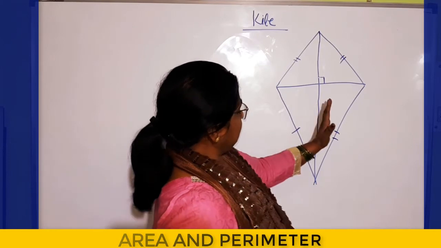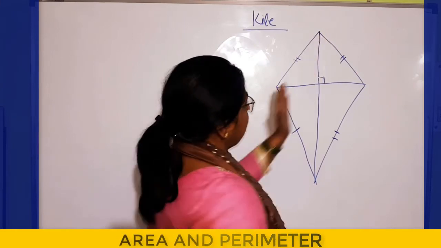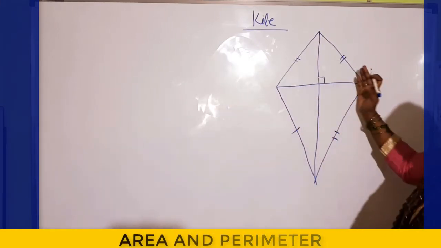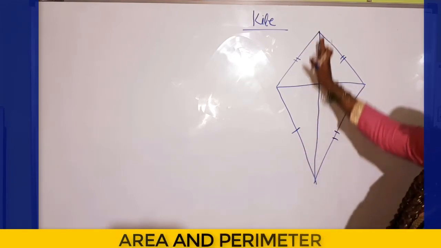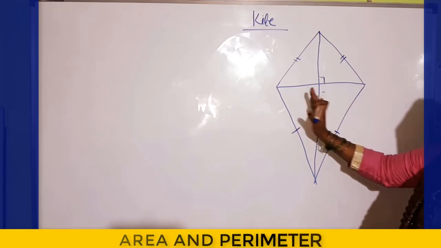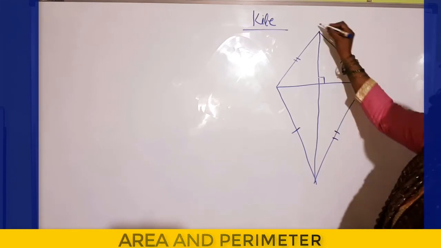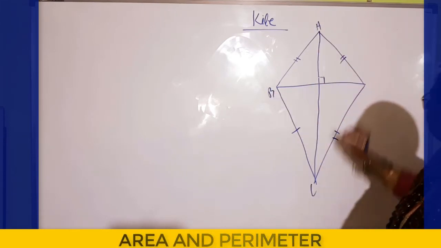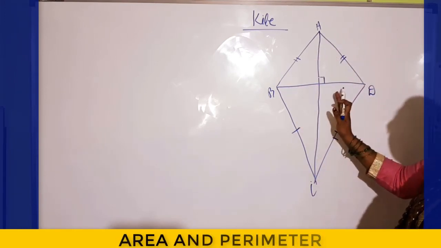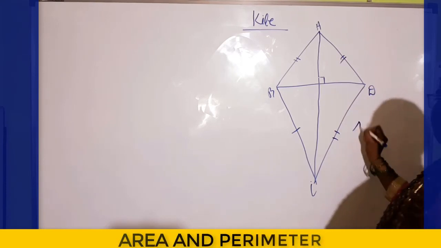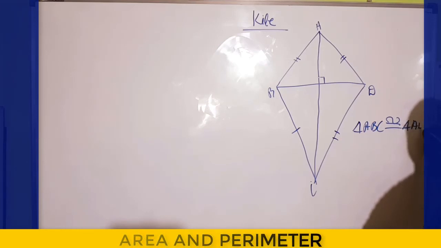This quadrilateral is symmetrical about one diagonal. It is not symmetrical about both diagonals, but one diagonal only. With respect to this diagonal, it is symmetrical. That means this diagonal divides it into two equal parts. It means A, B, C, D. Triangle ABC is congruent to triangle ADC.